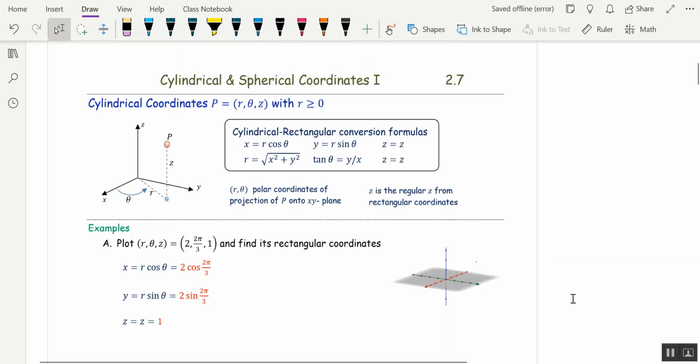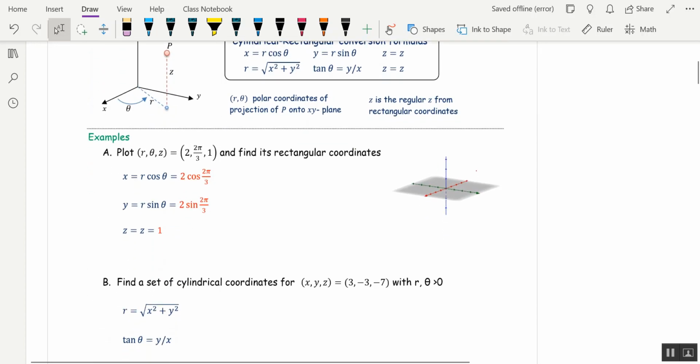Okay, let's jump up here and start with cylindrical coordinates, which are simply polar coordinates in the plane, and then to get the third dimension, we take z from the rectangular coordinate system. So it's a combo of polar and rectangular. And so let's just do some conversions here. Let's plot this point and then find its rectangular coordinates. I'm going to do the plotting first.